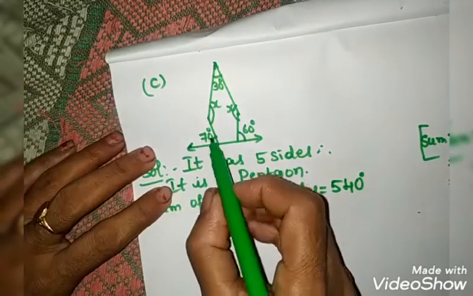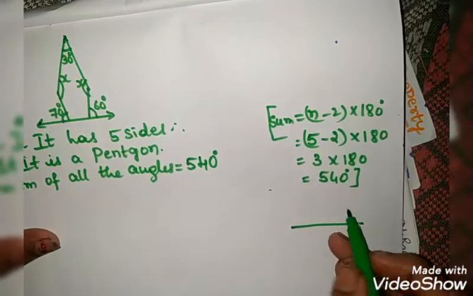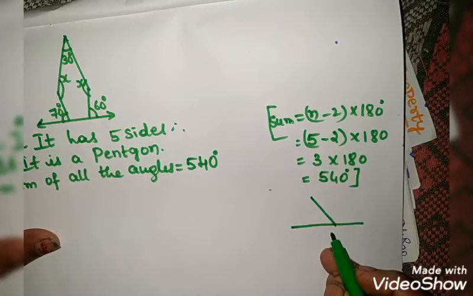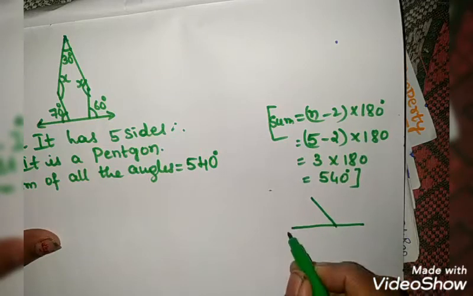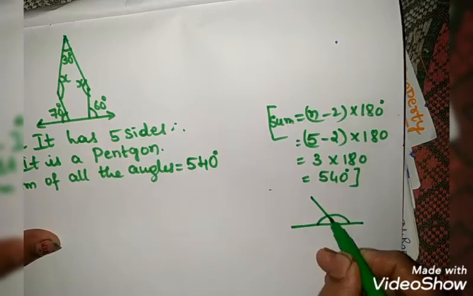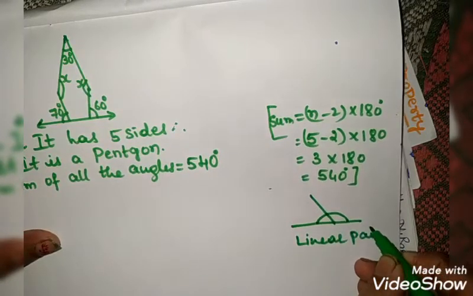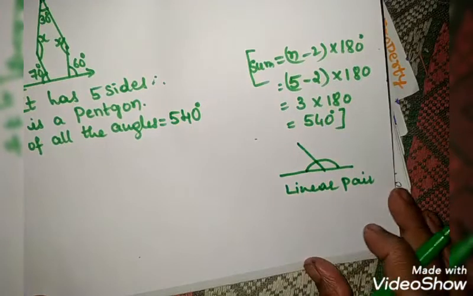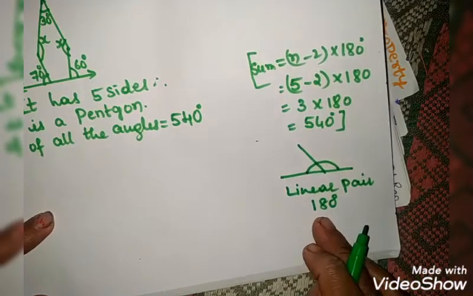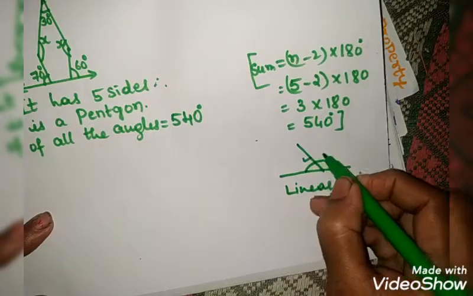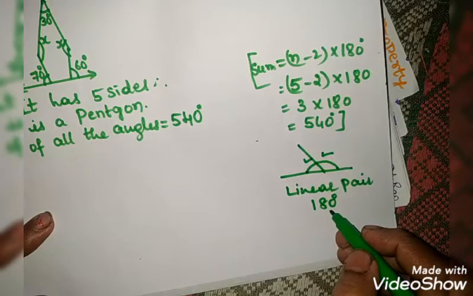Here observe, did you come across this type of angles in your lower classes? When a ray intersects a line, there form two angles. These two angles together are known as a linear pair. Isn't it? We studied about this, children. Linear pair. What is the sum of a linear pair? The sum of a linear pair is always 180 degrees. The sum of these two angles is 180 degrees.